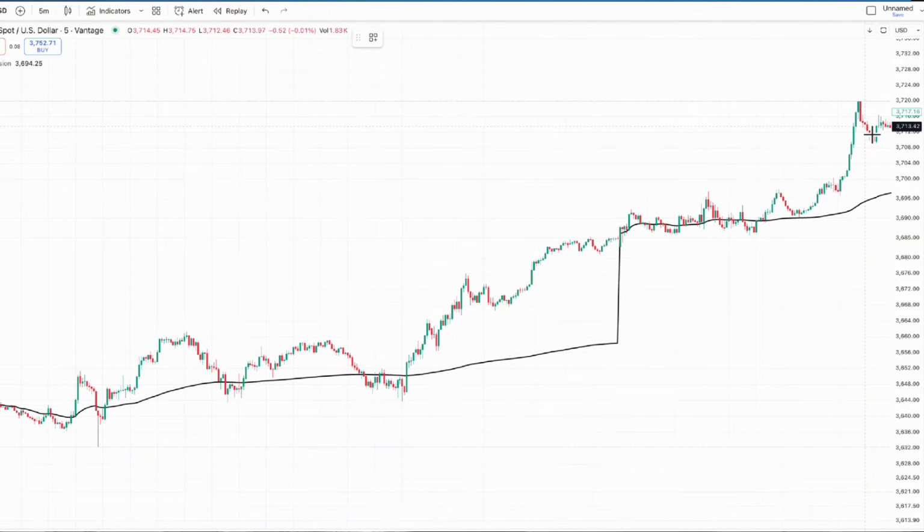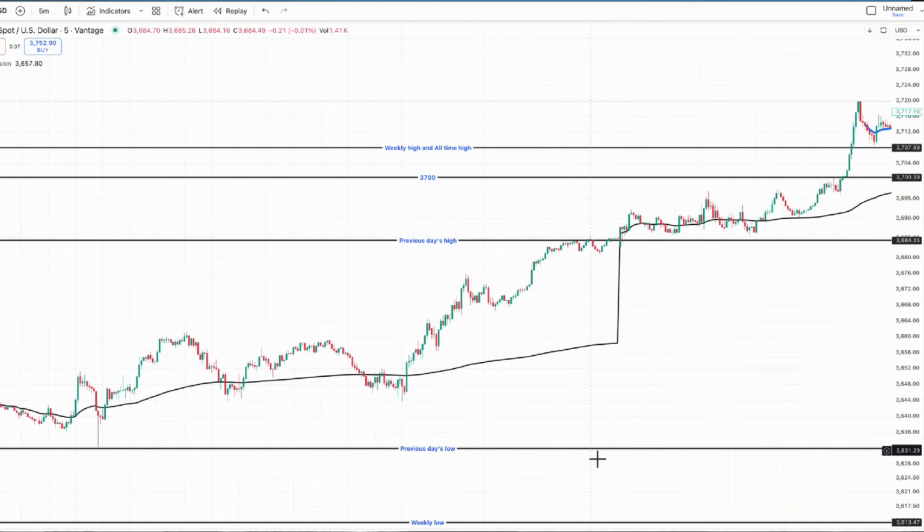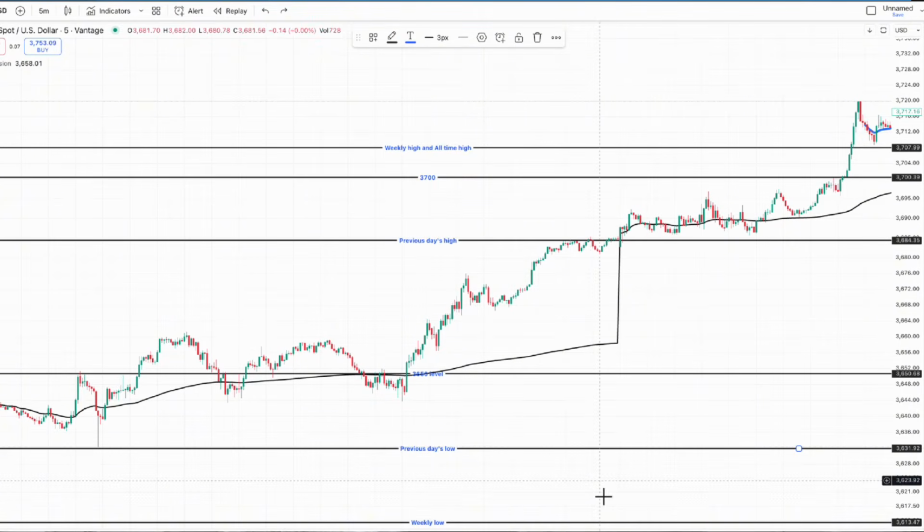Then you can label your must-have levels. So for example, you want to put in your previous all-time high, which has recently happened with gold. And then if we look at the previous day's high, the previous day's low, the weekly high, and the weekly low, and these correlate with the previous all-time high and the recent low. And then we'll add our round numbers with the zeros or 50s. So that would be 3650, for example, and 3700.